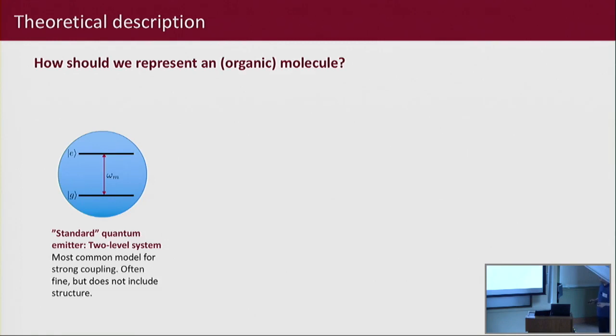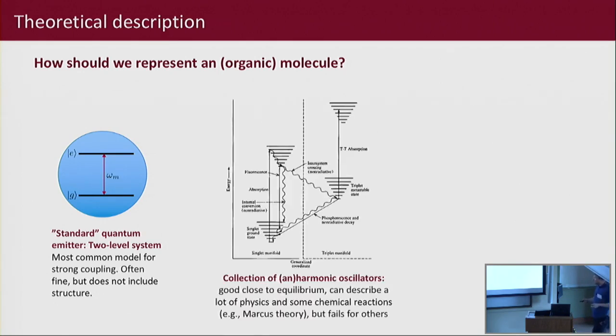So if I want to do theory, how should I represent an organic molecule now? Most applications, up to a few years ago, just treated them as two-level systems, like I do in cavity QED, and this works for a lot of things, but of course it doesn't include any internal structure or chemistry or anything of that kind.